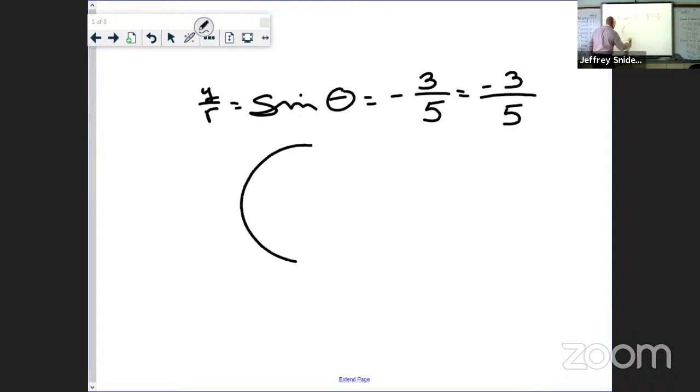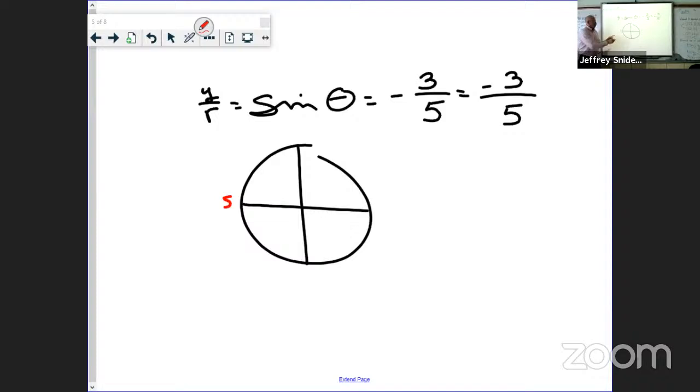What does that mean? That means that this angle has a radius of 5. The radius is 5, so this would be -5 and this would be +5, if I went out. What is this y value? This would be at 5, and this would be at -5. What's this y value? -3. So that would be like this, right?